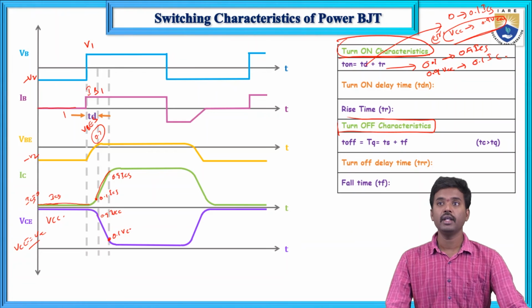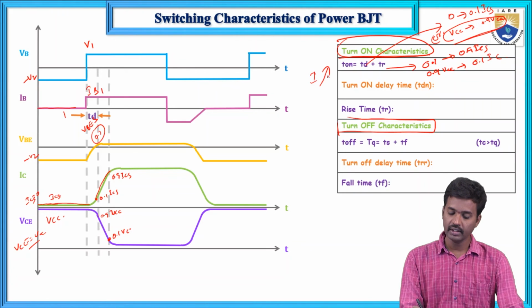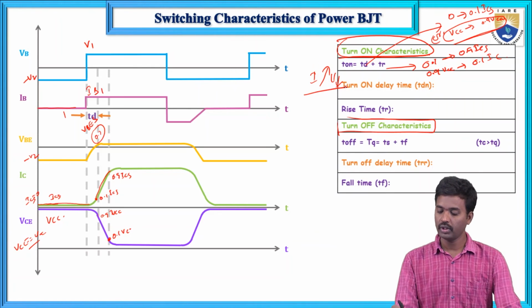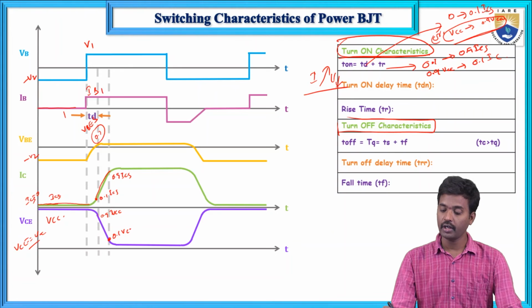When any switch is turned on, the current is increasing and the voltage is decreasing. The voltage decreases from VCC to 0.9 VCC during the delay time, and from 0.9 to 0.1 during the rise time. The current increases from the leakage current to 10 percent of ICS, and then up to 0.9 ICS.